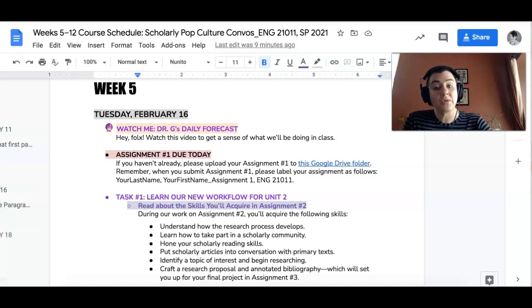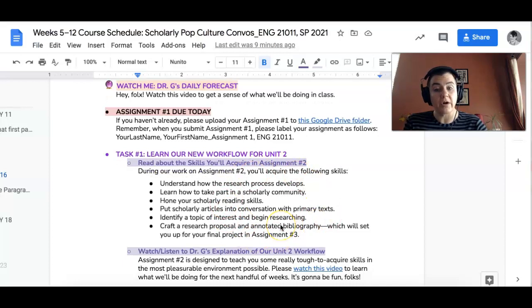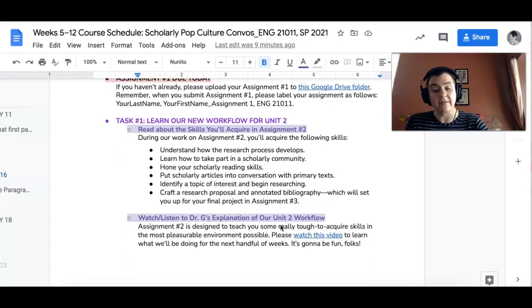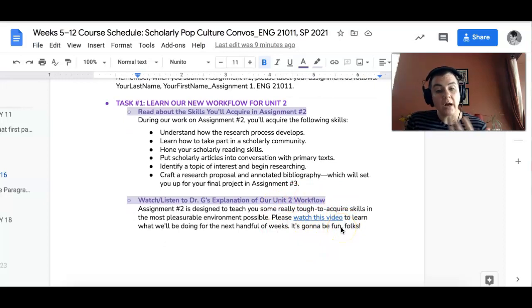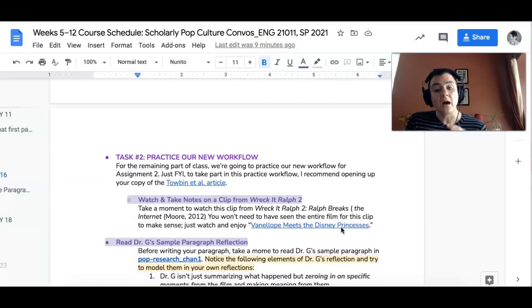Okay, so what we're doing today, we're going to learn about our new workflow for Unit 2. All right, Unit 2 is our longest unit, and I think, frankly, our most fun. So just go ahead and in task one, learn about our Unit 2 workflow, the skills we're learning, and all that other stuff. There's an explanatory video of me walking through what that workflow looks like. So there's that. And then in task 2, we're actually going to practice our new workflow by working with the Tobin et al. article that we read in Unit 1.